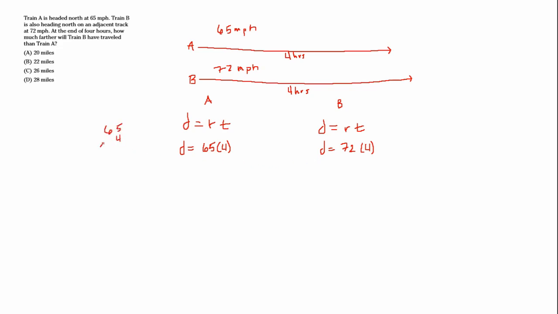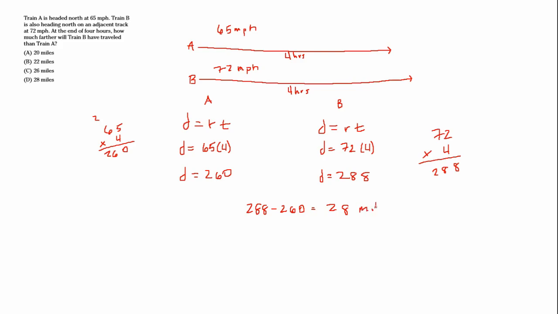65 times 4. 5 times 4 is 20. Carry your 2. 6 times 4 is 24, 25, 26. So train A traveled 260 miles in 4 hours. Train B traveled 72 times 4. 4 times 2 is 8. 7 times 4 is 28. 288 miles. The difference, of course, would be 288 minus 260, which would be 28 miles.